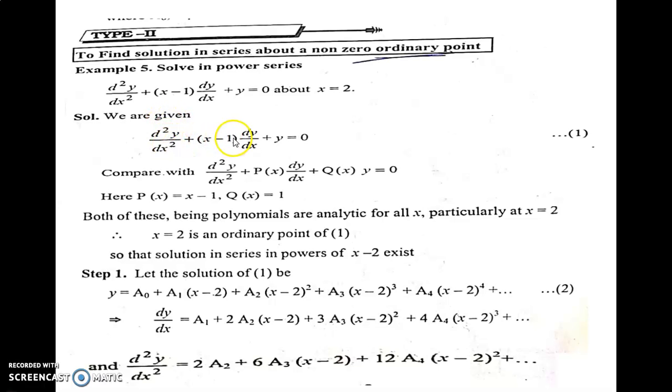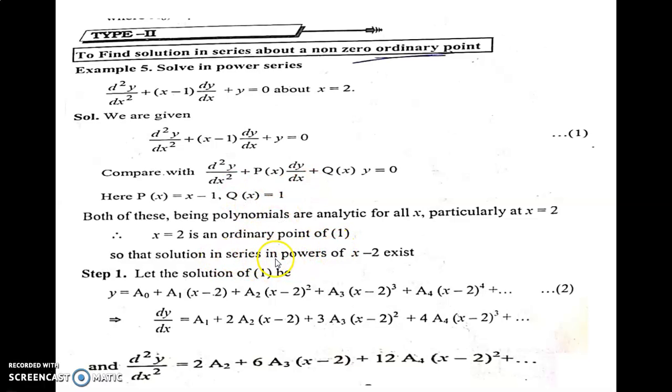So, firstly, we have been given this differential equation. Compare it with the main equation, that was d2y by dx square plus p(x) dy by dx plus q(x) y equals 0. Here p(x) is x minus 1 and q(x) is 1. Now both of these being polynomials are analytic at all points, so they are analytic at x equals 2 as well. This is the method for finding whether 2 is an ordinary point or not, as we have done for finding ordinary points. Here x equals 2 is an ordinary point.